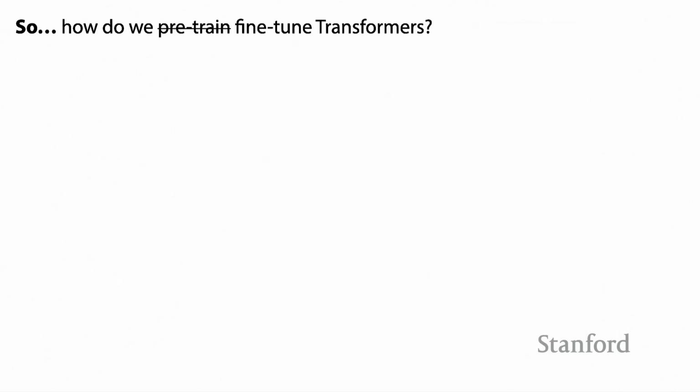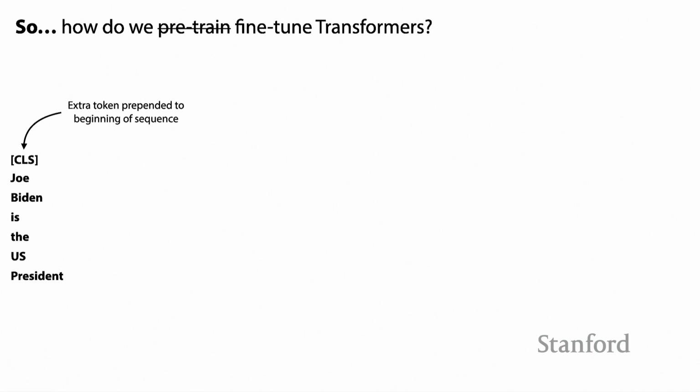Cool. All right, so we've talked about pre-training, we've talked about transformers. How do we actually fine-tune these guys once we have them pre-trained? So let's look at one more example. Here I've prepended this class token that we talked about before because it's not really needed to understand pre-training, but for fine-tuning, we're going to use it.